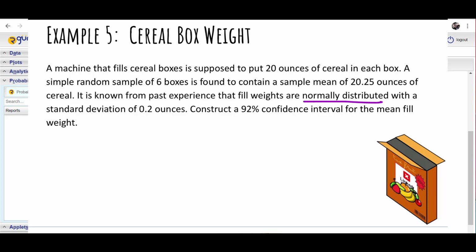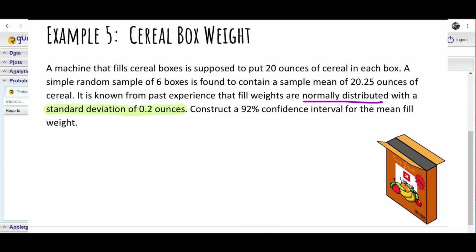So let's go through this again and find where they talk about the standard deviation. They mention it here, standard deviation is 0.2 ounces. Now here's the deal. There are two types of standard deviations. There's a population standard deviation, but there's also a sample standard deviation. So which one is this? Well, let's read the sentence. It's known from past experience that fill weights are normally distributed with a standard deviation of 0.2 ounces. It doesn't say population standard deviation, and it doesn't say sample standard deviation.